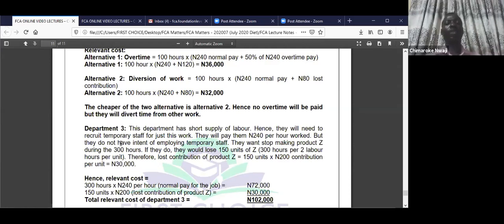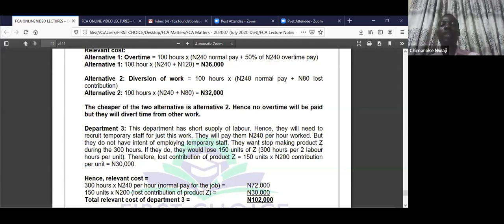So opportunity cost is now coming in here. We have checked availability and the permanence of the labor is permanent labor. We've checked the capacity, they have no capacity. So we move to the last question. Is overtime possible? It appears that overtime is not possible. That is why they are using the opportunity cost method to see what to be done.